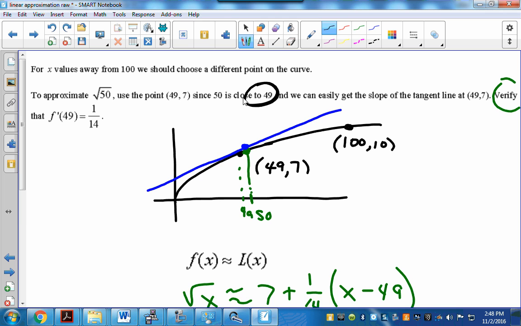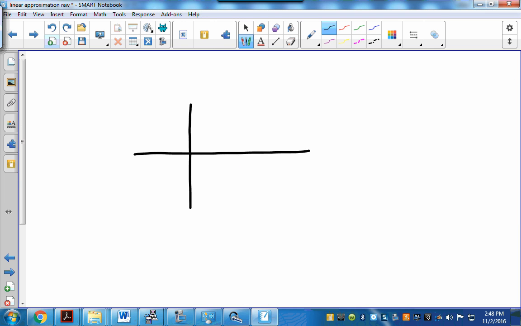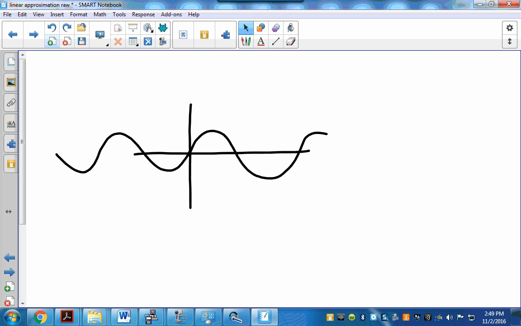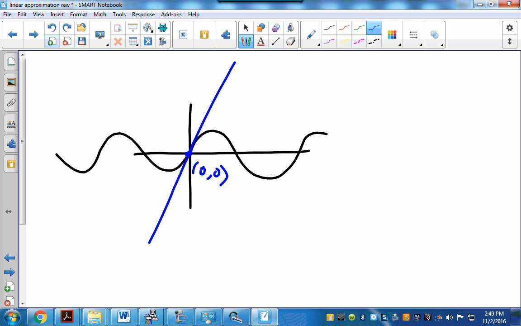Okay, so let's look at the picture. Here's the sine wave. I need a point on this curve. Now there's a zillion points. I'm going to choose the origin, 0, 0. And I'm going to try to draw this tangent line. Here's the equation of the tangent line. I need the y-coordinate, 0. I need the slope. Where does the slope come from?